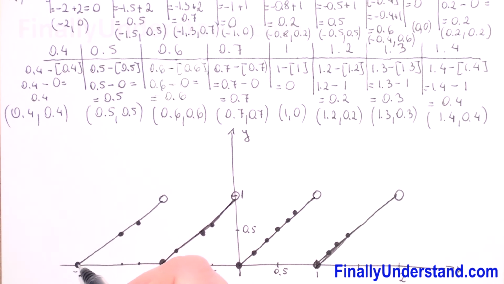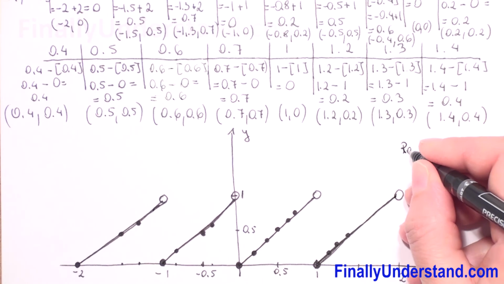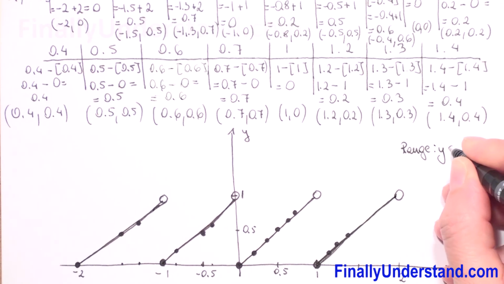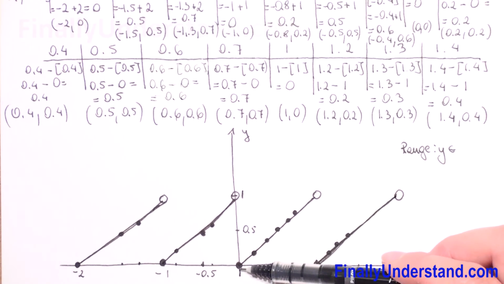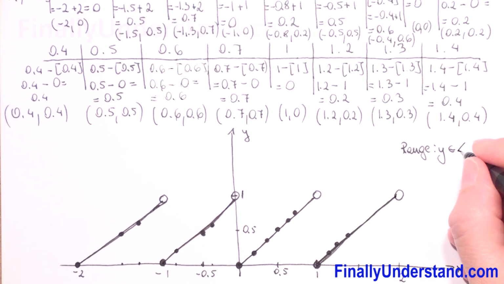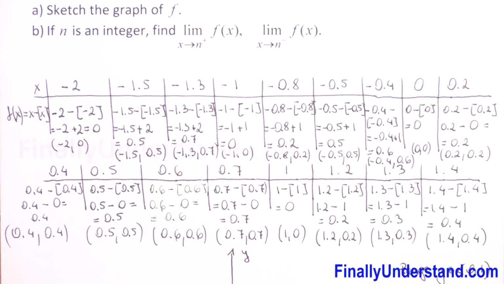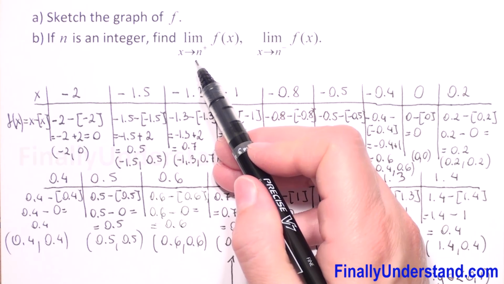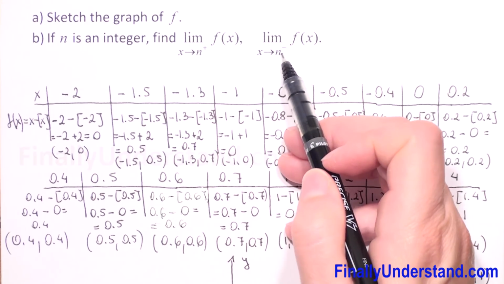The range of our function: we see y belongs to the interval from 0 to 1, and we see that 0 belongs to this interval, from 0 to 1, with 1 excluded. This is the range of our function, and the domain is all real numbers. And now we have to find the limit when x approaches n, where n is an integer, from the right side and from the left side.